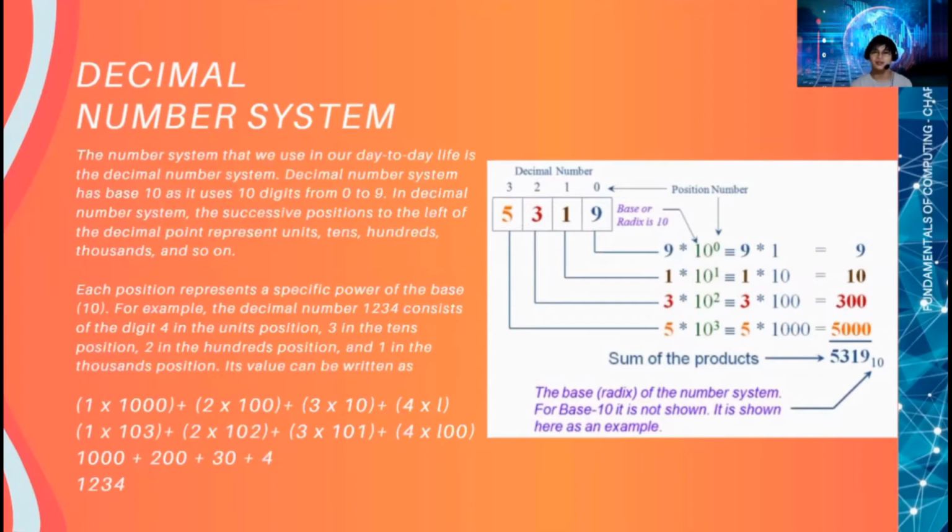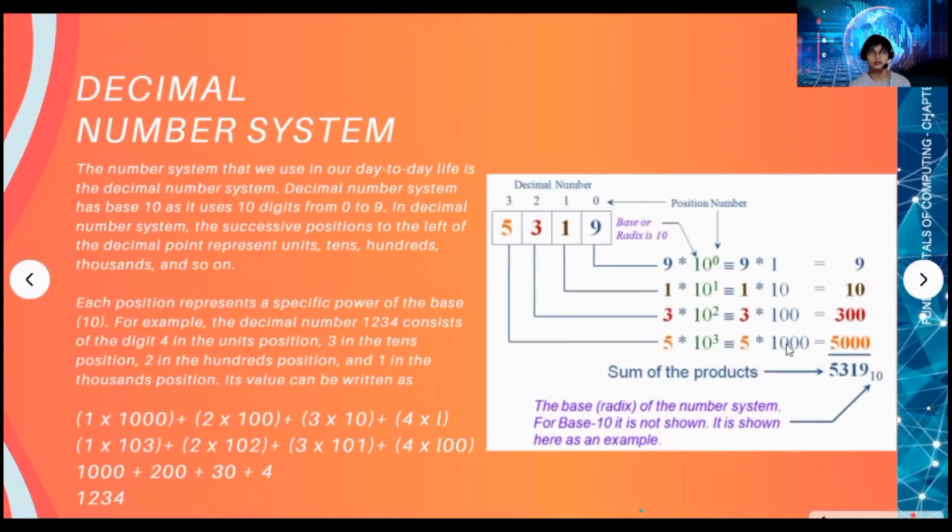In the decimal number system, the successive positions to the left of the decimal point represent units, tens, hundreds, thousands, and so on. Each position represents a specific power of the base 10. So for example, the decimal number 1234 consists of 4 in the units position, 3 in the tens position, 2 in the hundreds position, and 1 in the thousands position.